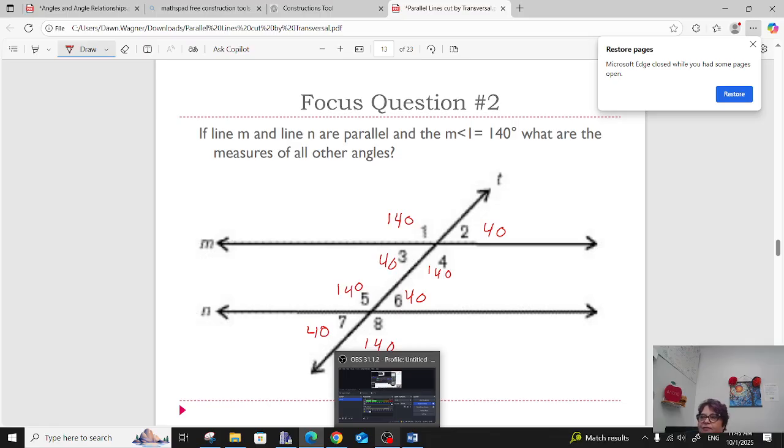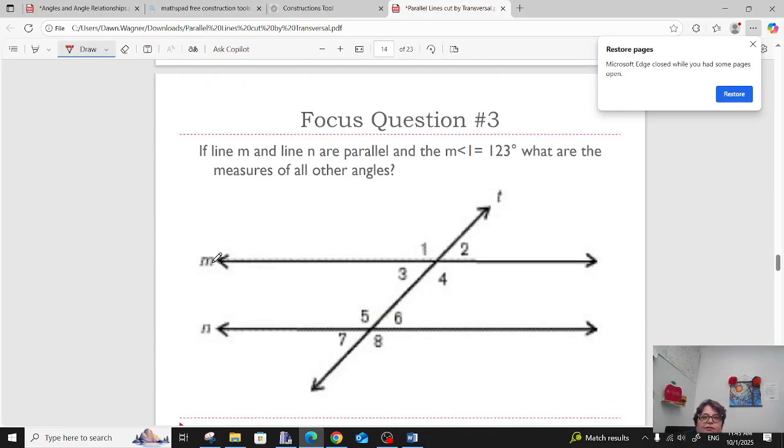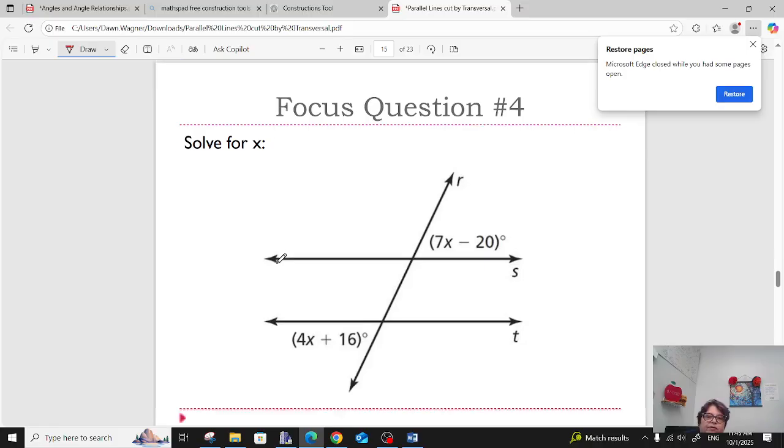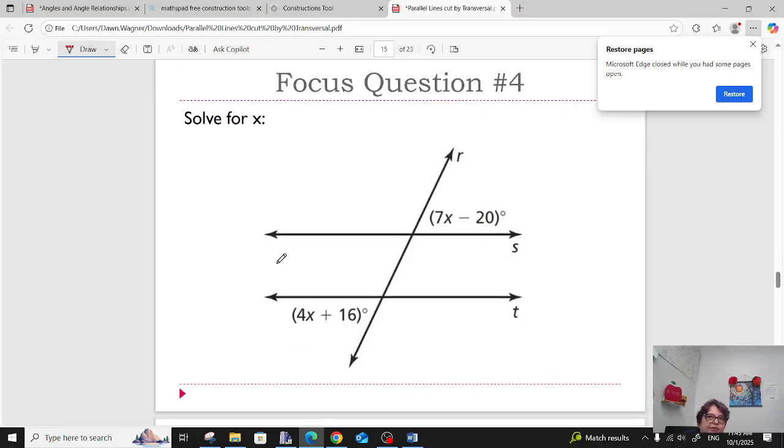Okay, so now we're going to go to this one. I'm going to skip this one because I think you know those. Let's look at a couple. I'm just looking at time. So we're jumping to question 4. What would I do with these two to solve for x?